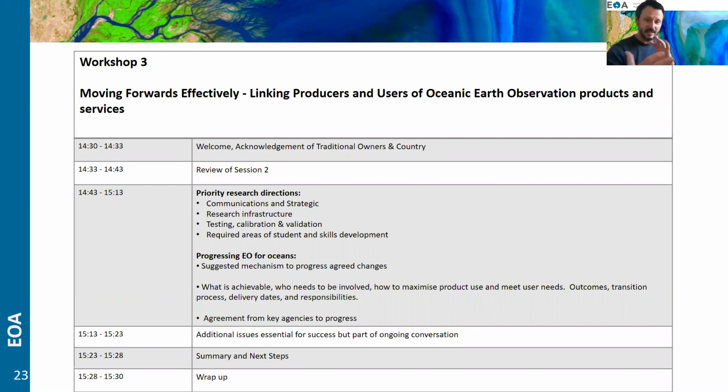I guess it's distilling what we've covered down into 3 or 4 points of suggested ways forward. They'll come out as line recommendations in the report. We'll table these with Geoscience Australia and the Space Agency and essentially look at how we push it forward in future.